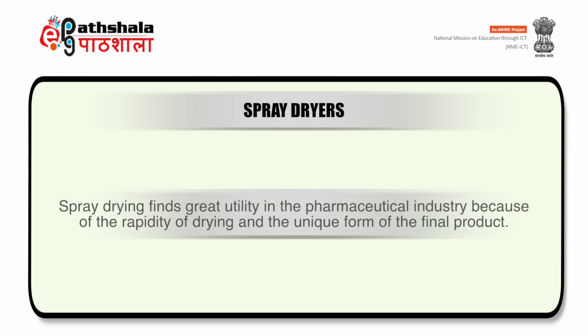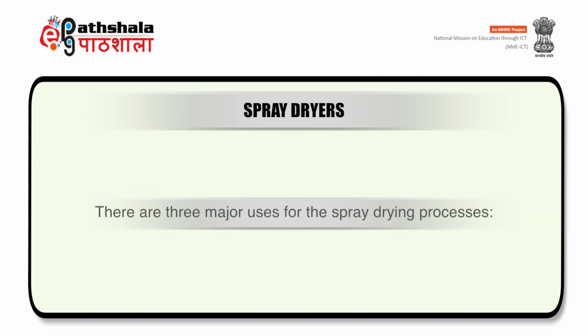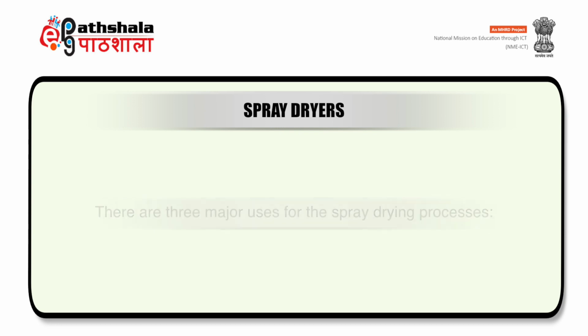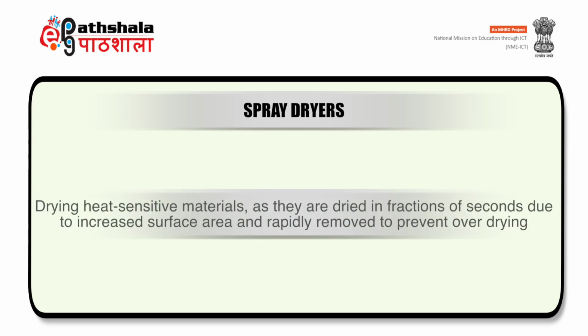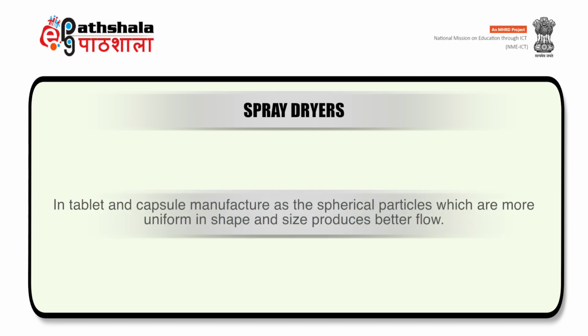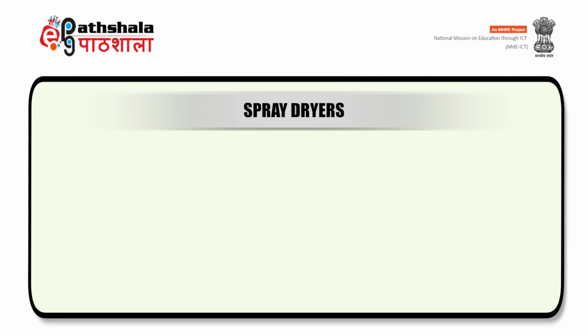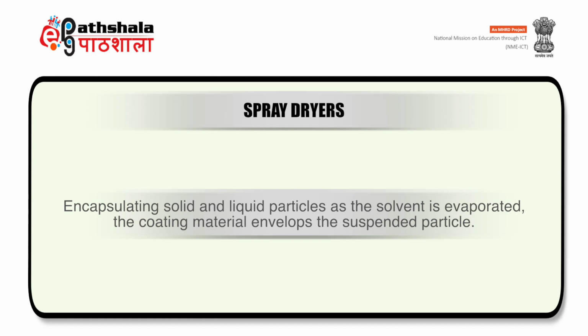Spray drying finds great utility in the pharmaceutical industry because of the rapidity of drying and the unique form of the final product. There are three major uses for the spray drying process. First, drying heat sensitive material, as they are dried in a fraction of seconds due to increased surface area and rapidly removed to prevent over drying. Second, in tablet and capsule manufacture, as the spherical particles which are more uniform in shape and size produce better flow. Third, encapsulating solid and liquid particles, as the solvent is evaporated, the coating material envelopes the suspended particle.